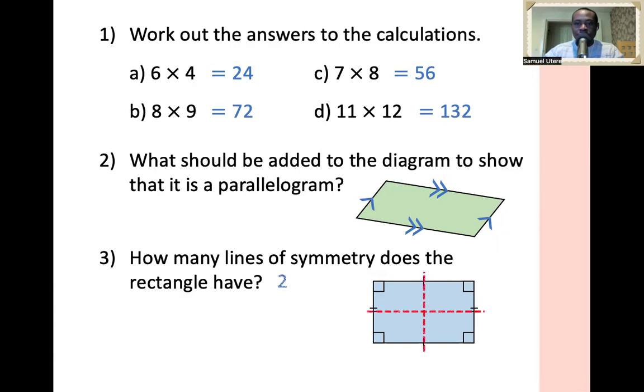So lines of symmetry look like this. Lines of symmetry are lines that you could draw on a shape such that the shape on one side is a mirror image of the shape on the other side. Another way of thinking about it is if you fold the shape along the line of symmetry, it's going to overlap exactly. Everything will match like for like when you fold it.